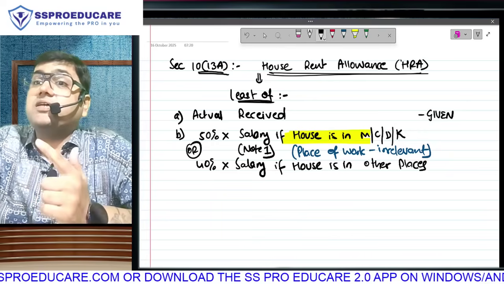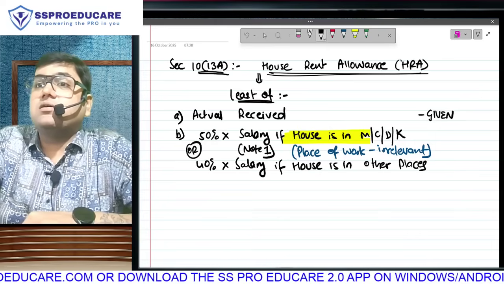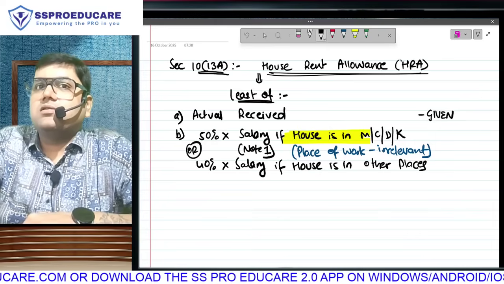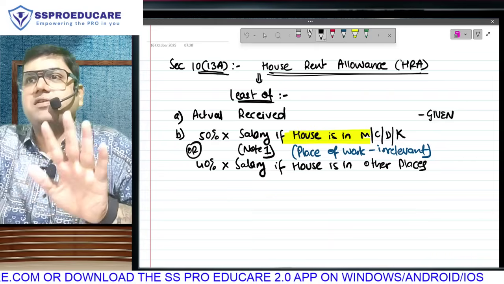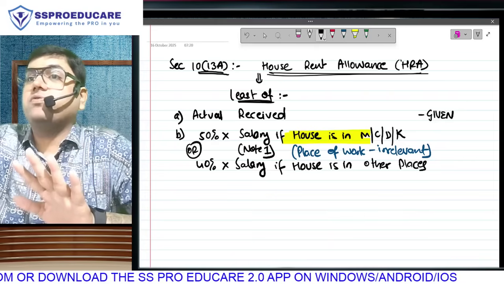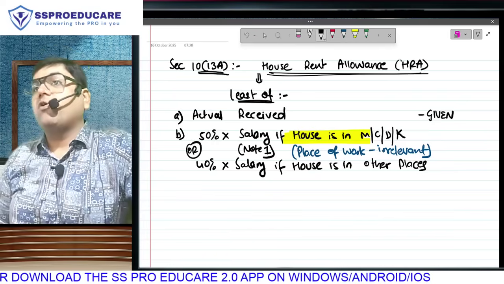But if the house is in Delhi and the office is in Noida, so the house is in Delhi, we will apply 50. We are interested in the place of house. We are not interested in the place of office.